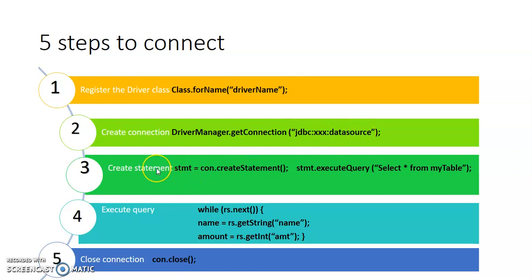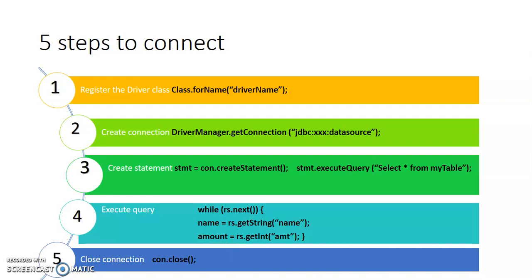The third is creating the statement. To create the statement object, we use the createStatement method, which is available in the Connection interface, and then we can execute the query with the help of that statement object. After execution of the query, we can print the results with the help of the getString and getInt methods, which are available in the ResultSet interface. We can access them with the help of the result set rs object. And lastly, we can close the connection.